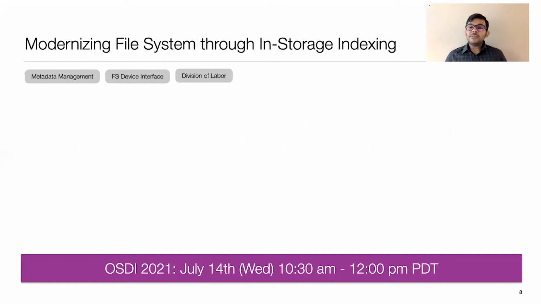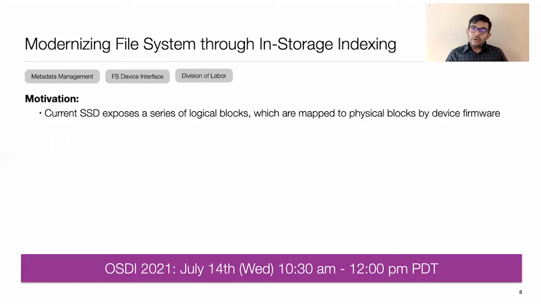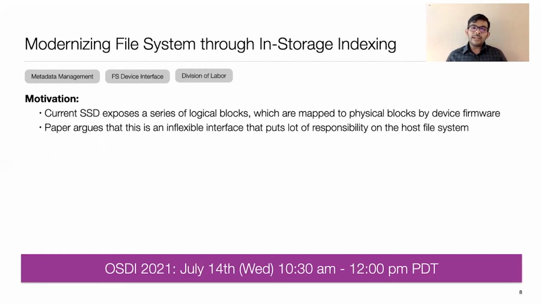Modernizing file system through in-storage indexing. Now, today, similar to the argument in ZNS, what happens is a lot of the file system responsibilities of indexing, finding out where the data blocks lie, etc., lie with the host file system. And the lower level device has to do the job of mapping the logical blocks that are exposed to the file system to the physical entities where the data is actually stored, the physical flash cells. Now, this paper argues that this interface is inflexible, and again, that it puts a lot of responsibility on the host file system.